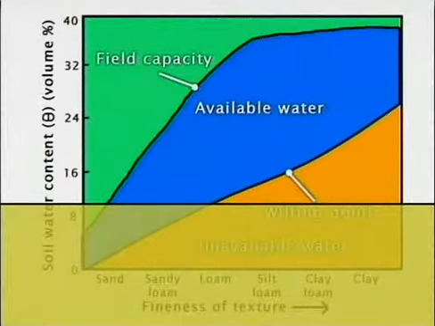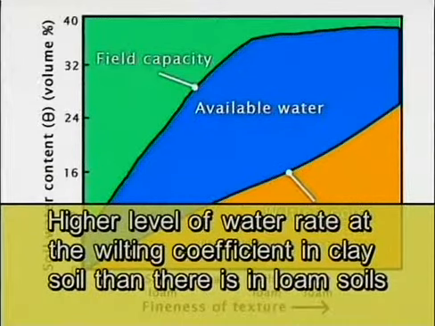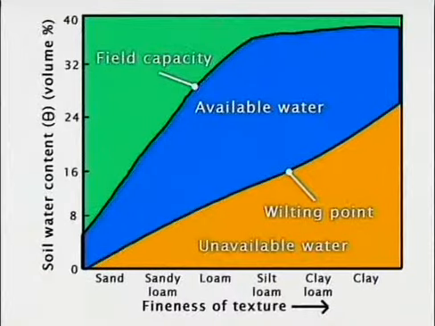And 2, the reason for that is because we have a higher level of water held at the wilting coefficient in the clay soil than we do the loam soil. Even though it holds slightly more at field capacity, this higher amount held at the wilting coefficient more than offsets the fact that it holds a slightly greater amount of water than the loam soil at field capacity.